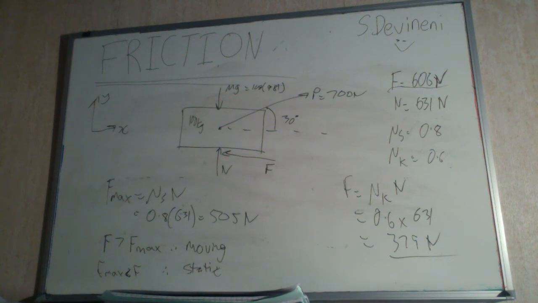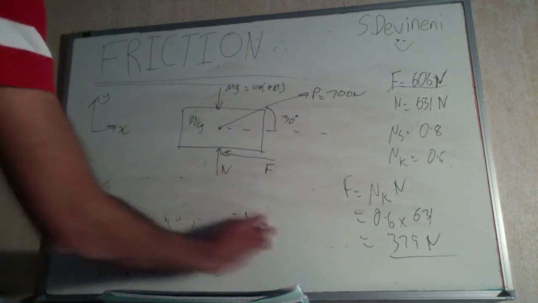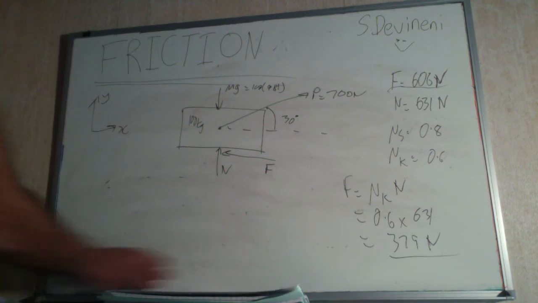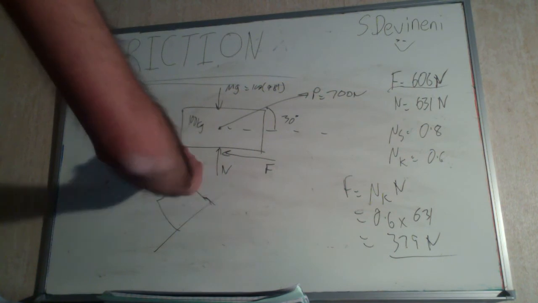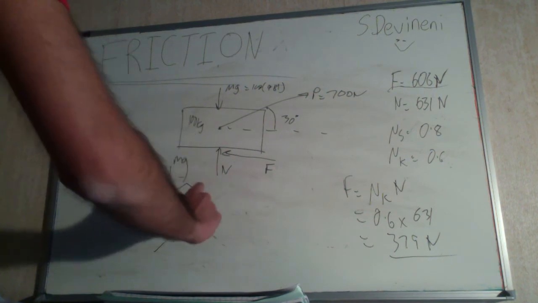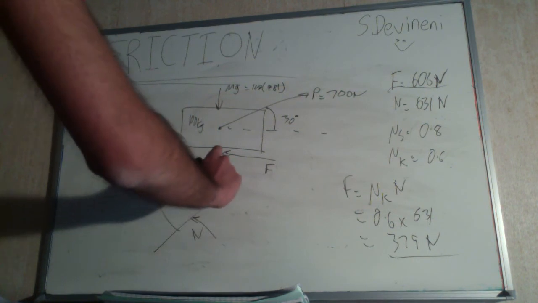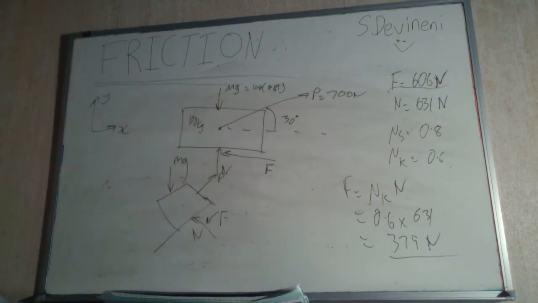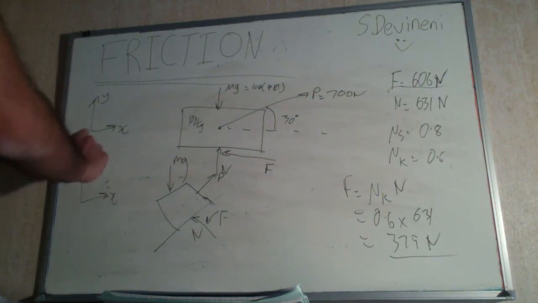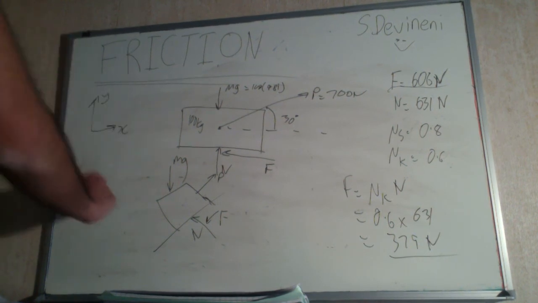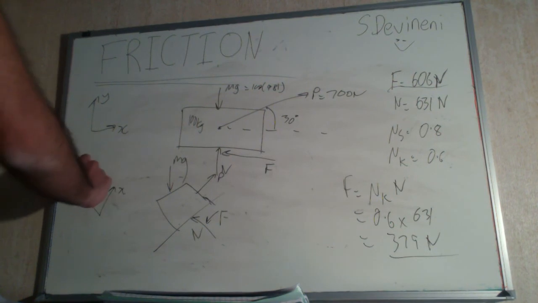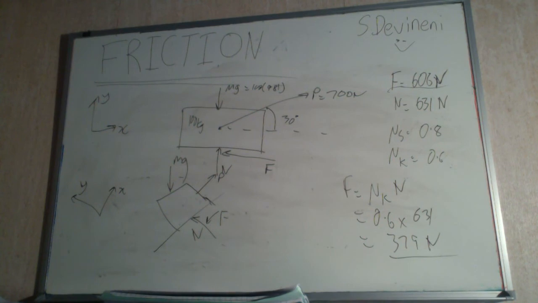You'll get situations where you might have a body on a slope. Let me just draw a quick rough diagram of a body on a slope like this. You've got a slope like that, you've got mg, and say you've got this force P pulling it, so you've got F like that. My tip would be to define your axes like this, X, Y, and it's just the same process.